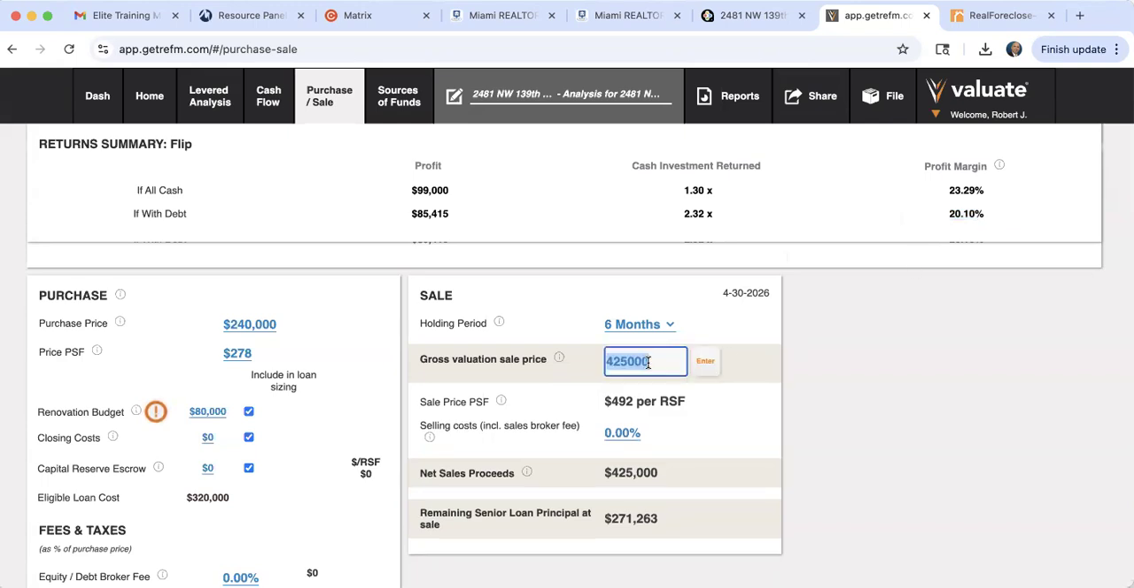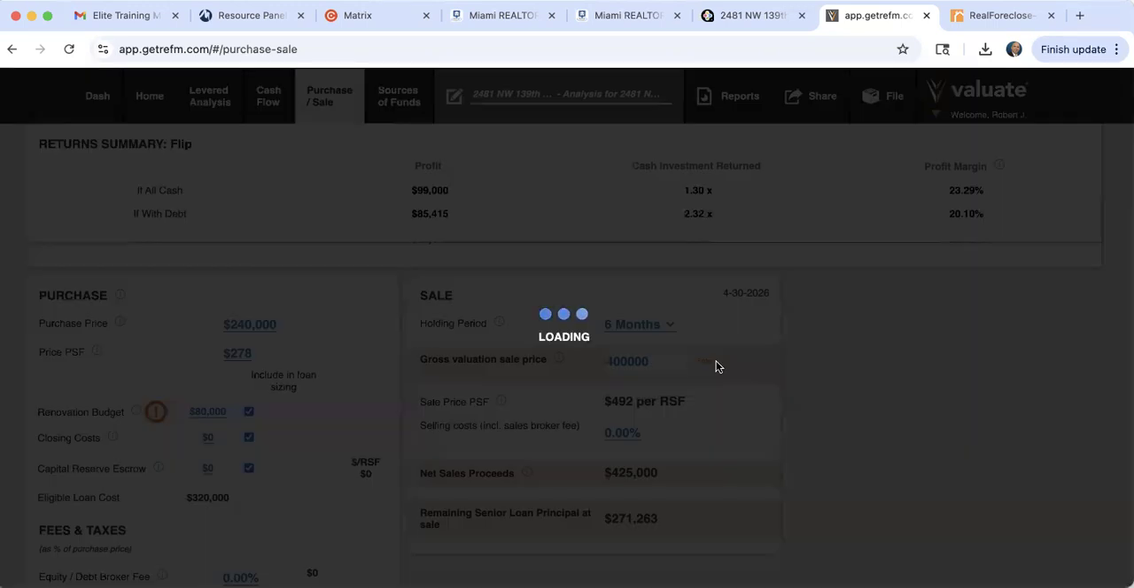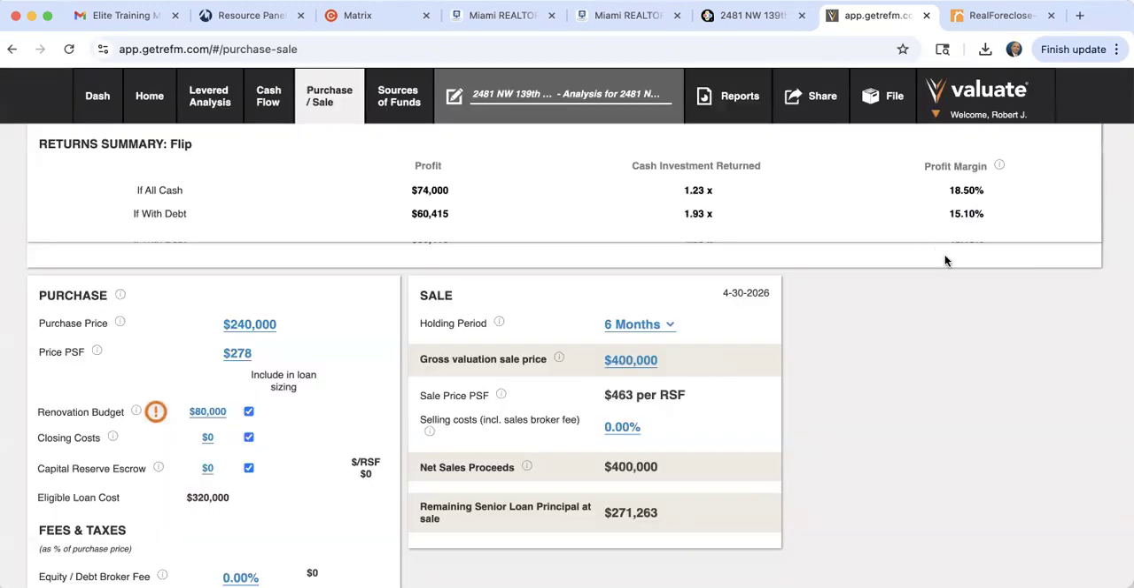What if you don't sell it at 425? What if you sell it at 400,000? So come over here, put a gross valuation sales price of 400,000, and do you still have a healthy profit margin? Yes, right? You're still looking at 15% profit over a 6 month period. Ideally, you want to stay right around 20% or higher, but 15% profit in a worst case scenario, selling it for $400,000, is not a bad deal. All right, this is a good deal.